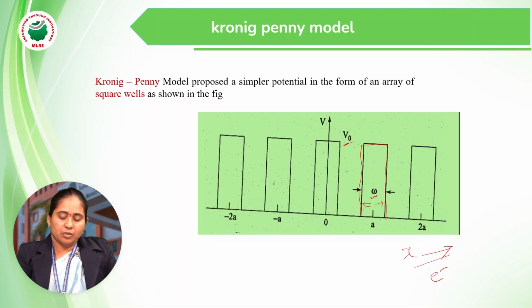On the y-axis it is the potential, where V naught is the highest, maximum potential, and omega is the width of the potential box or square well potential.